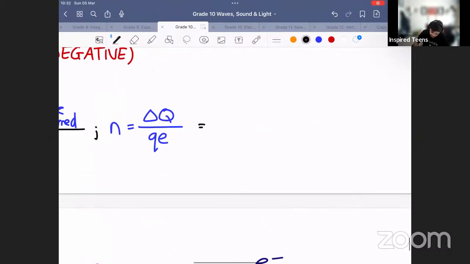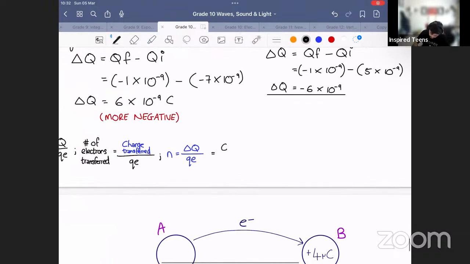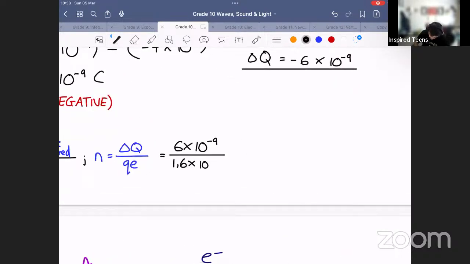So in this case, delta Q, if I choose the positive one, then my QE needs to be positive as well. If I choose the negative one, then my QE needs to be negative. Because N is always going to be a positive value, and then negative times the negative gives me a positive, and a positive divided by a positive gives me a positive.